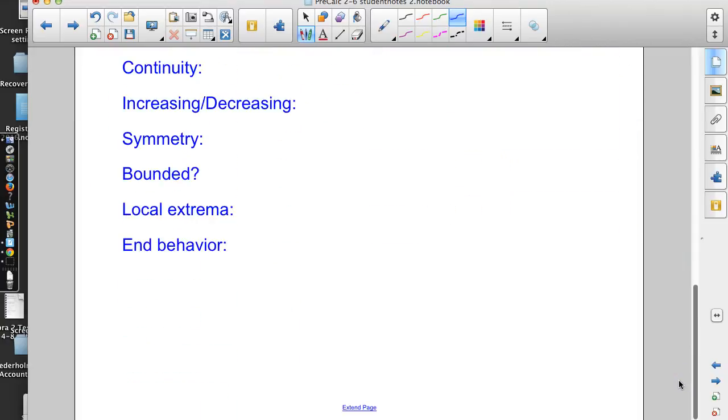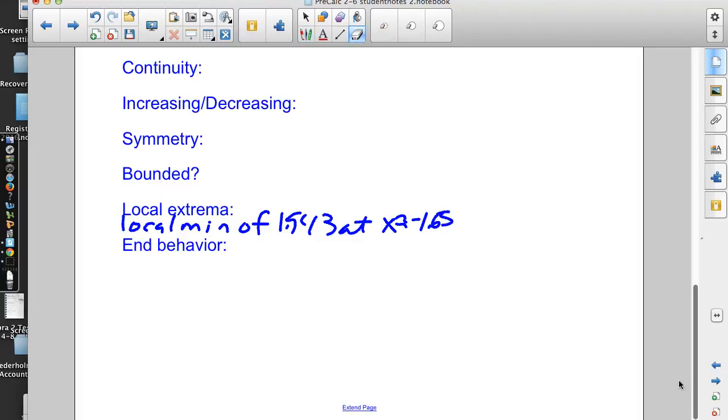And we'll pull the min of 1.943 at x approximately -1.657.